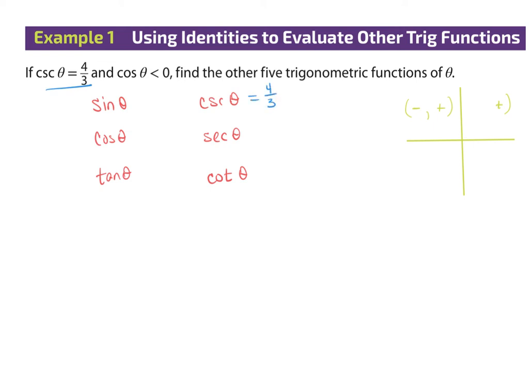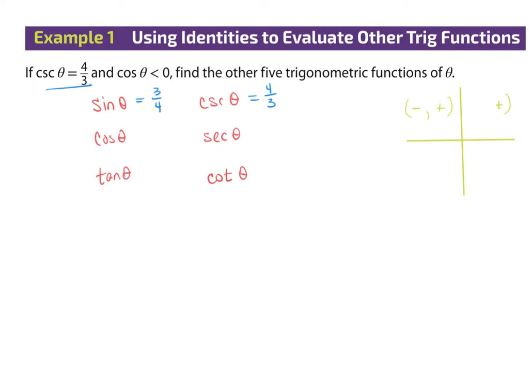I have a reciprocal identity that will help me find one of these. A reciprocal identity will immediately give me my sine value. If my cosecant is 4/3, my sine then must be 3/4, and so I can automatically fill that in. From here, you can do it a multitude of ways. I can use my initial Pythagorean identity, sine squared plus cosine squared equals 1. I have a cosecant, so I can use cosecant squared and cotangent squared if I want to. It doesn't matter. Once I find sine and cosine, I have all of them, because I can use my reciprocal and my quotient identities at this point.